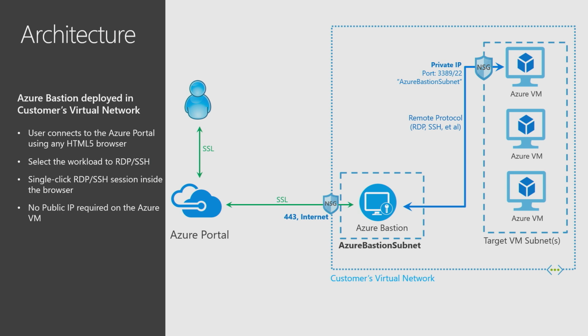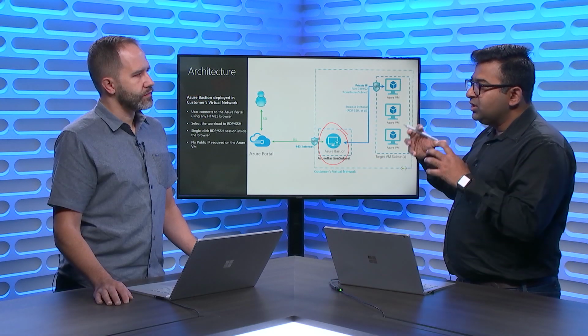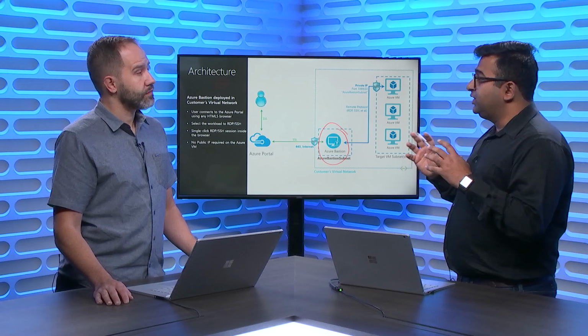Now, when the customer says I want to connect, the connect request comes to Azure Bastion, which is here, and Azure Bastion then initiates an RDP or SSH session to the target VMs. The idea is that you want to contain the RDP or SSH protocol within the customer's virtual network. So you never have RDP packets going outside your virtual network over the public wire.